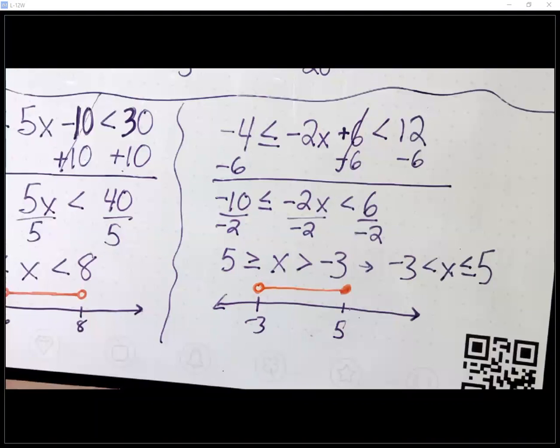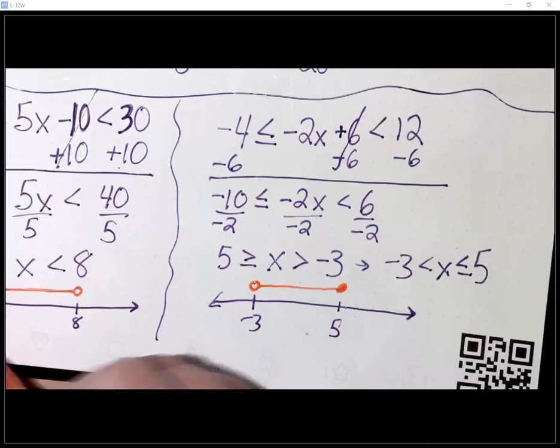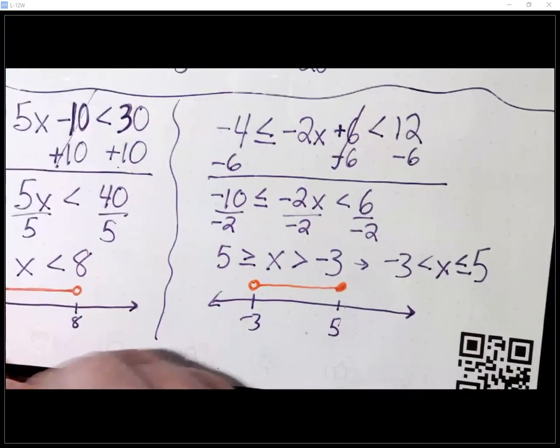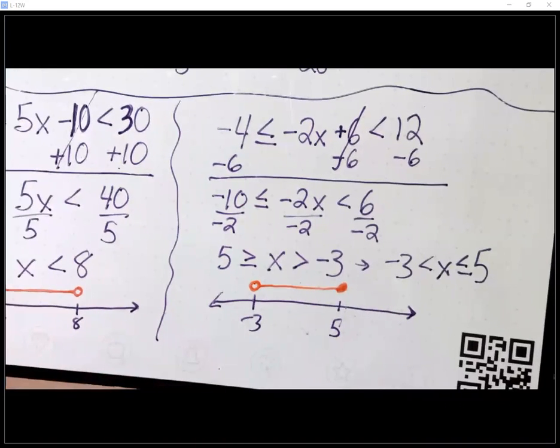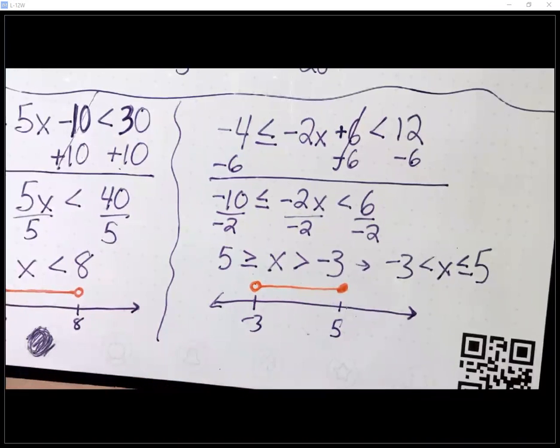Any questions so far? So I think this is a good place for us to pause for lunch. When we get back, we'll try some more. I'll have you guys do them on the board, like I said. And go from there, okay?